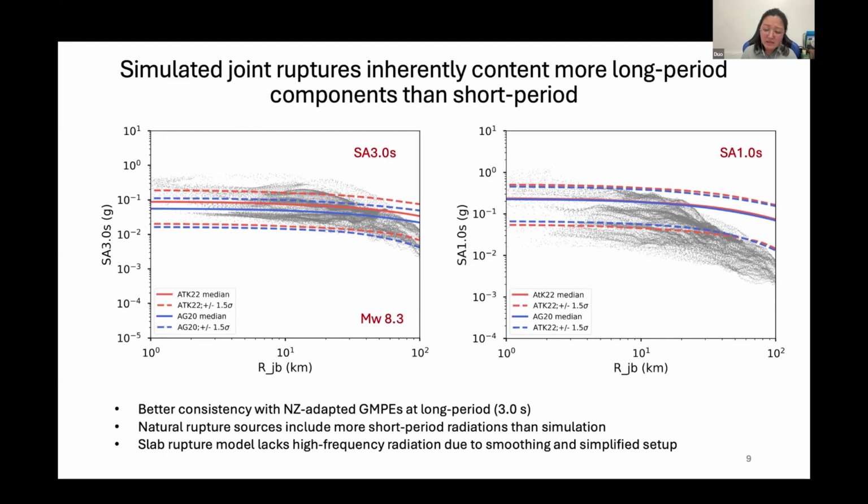One interpretation is that in our simulation, the fault surface of the slab interface is quite smooth, so there is no real high frequency or heterogeneous component from the source, so it naturally reproduces less short period radiation. So we are working on an improved simulation to include more high frequency heterogeneity into the source, to improve both the dynamic rupture and the ground motion comparison with the data.